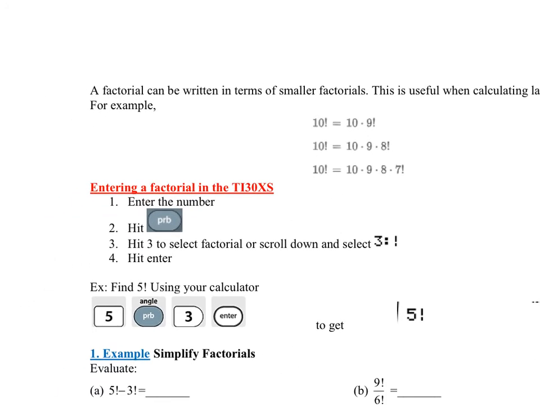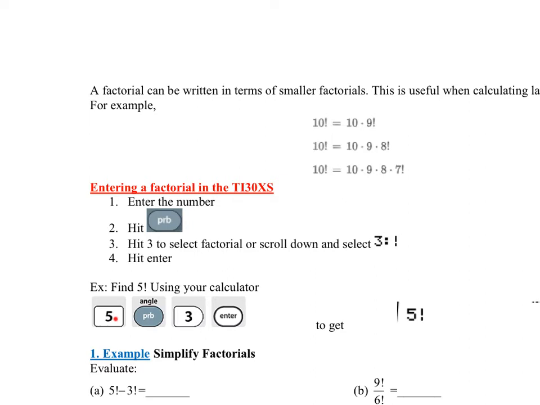But right now, let's use that TI-30XS, our class calculator, to enter factorial notation. You'll notice on the calculator there's a PRB button. Once you hit the PRB button, if you hit the number 3, or you could go down and hit enter, you're going to be able to use the factorial. So for instance, how would I do 5 factorial using my calculator? Well, I don't have to type 5 times 4 times 3 times 2 times 1.